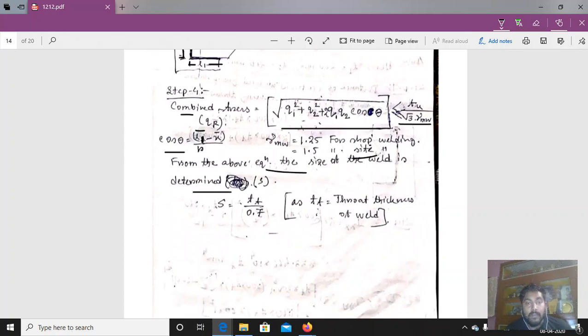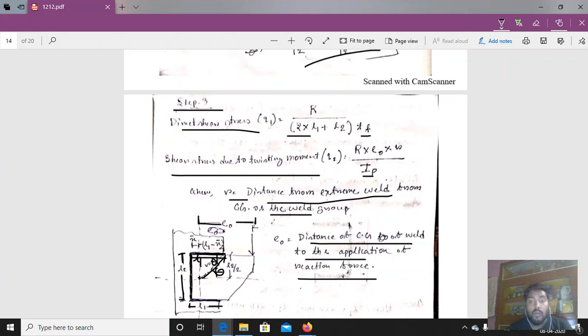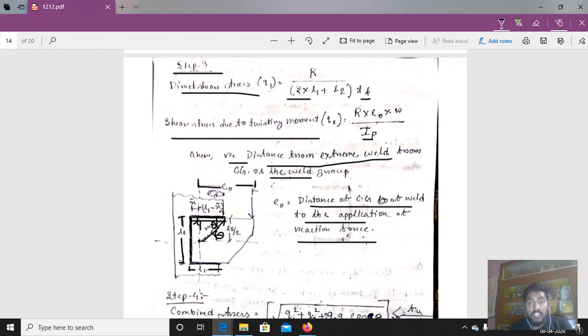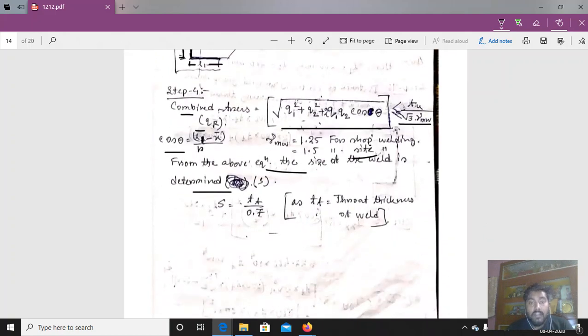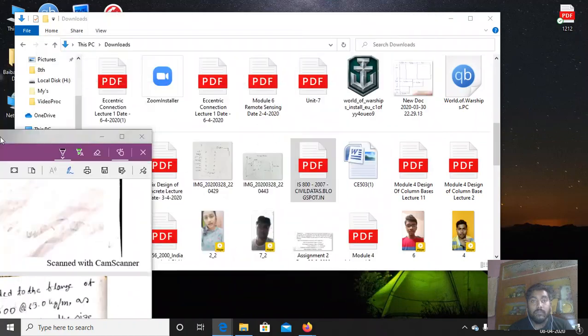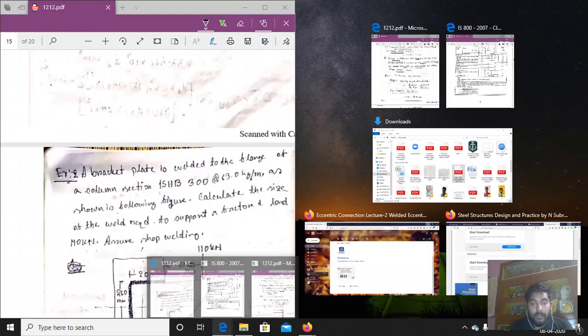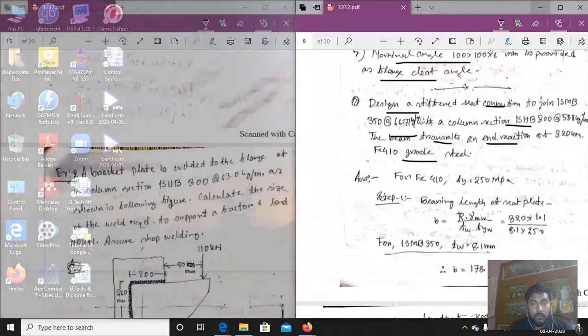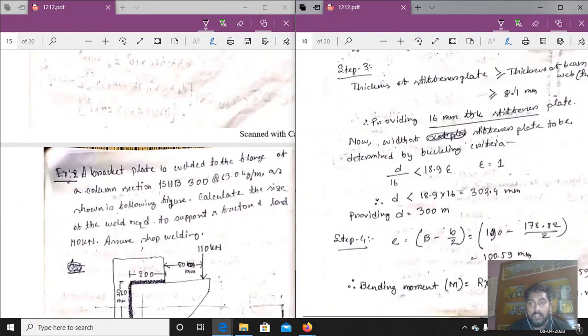site weld is determined. Okay, so S equals to, here we do not know the value of Tt, that we have to find out. So from here we can determine the value of Tt. Then from Tt we have to determine the size of the weld. Let us take one example. Again, let us open the procedures.